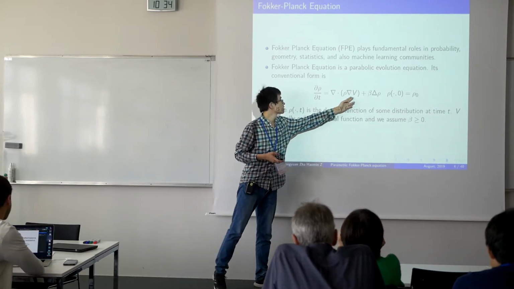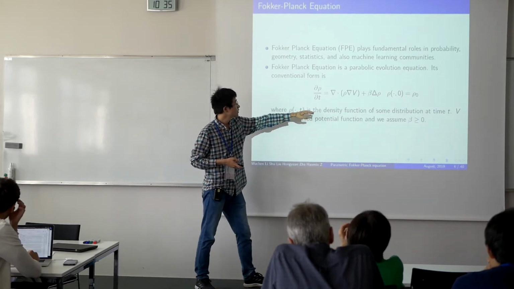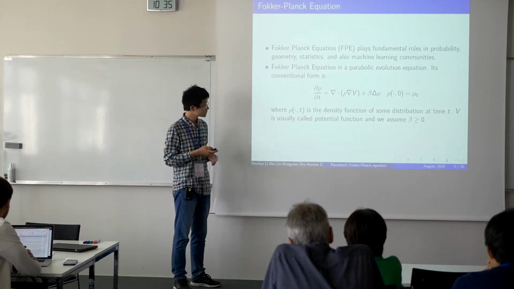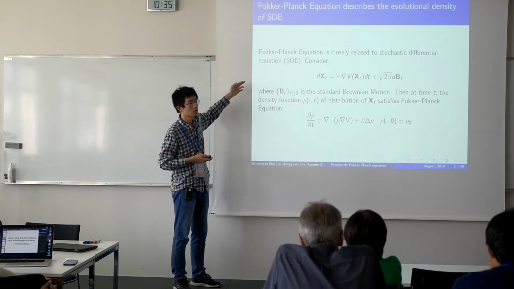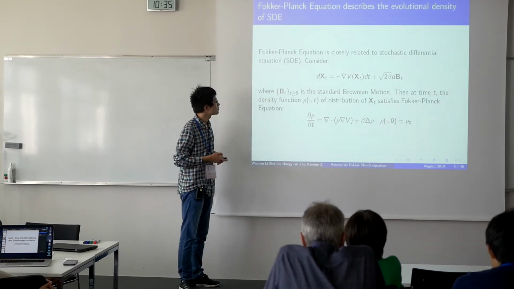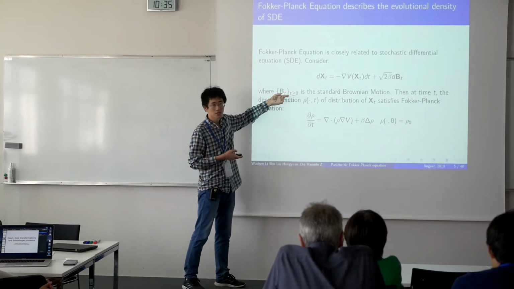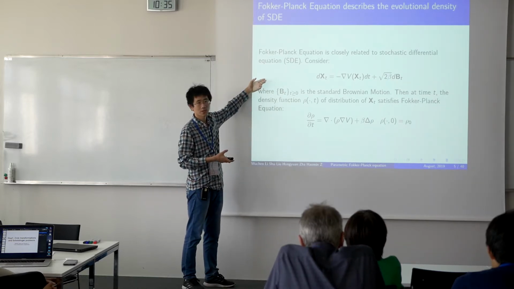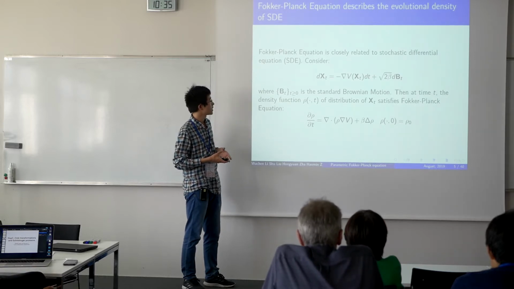And we will just call this function V the potential, and we call that beta, we assume beta is non-negative, the diffusion coefficient. And here is the most famous interpretation of Fokker Planck equation. You first consider a stochastic differential equation, also known as the Ito process. Here this B t is the standard Brownian motion. So it describes the motion of particles inside a potential field under the effect of white noise.